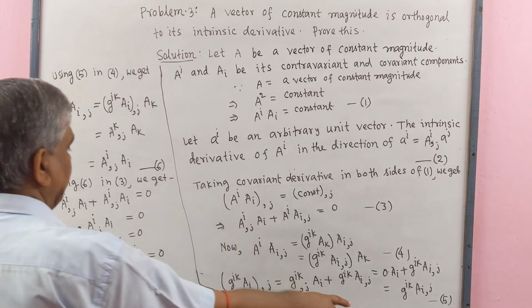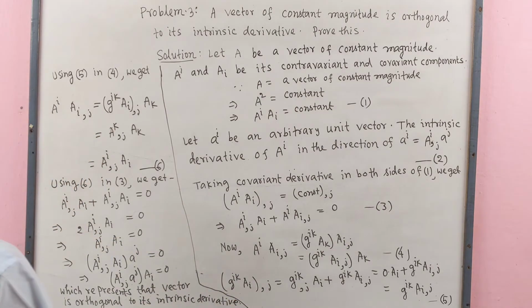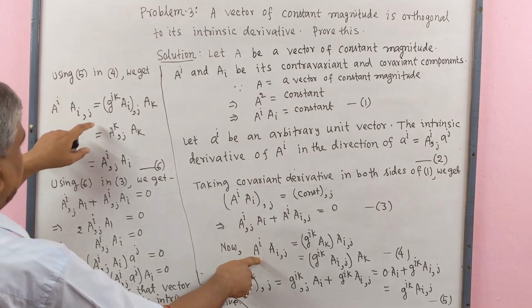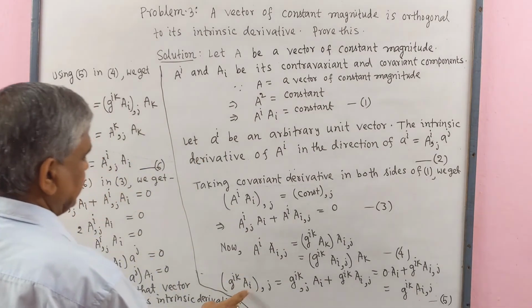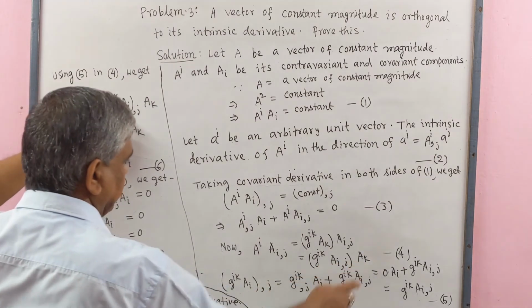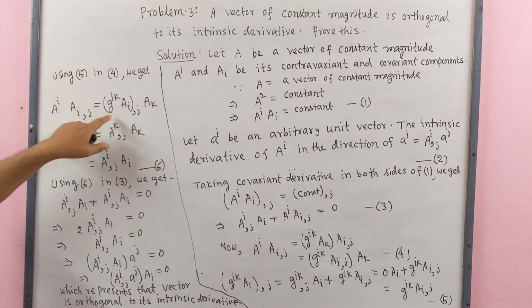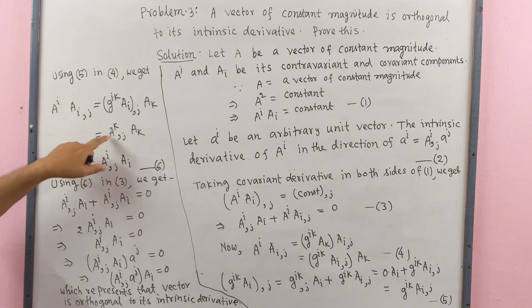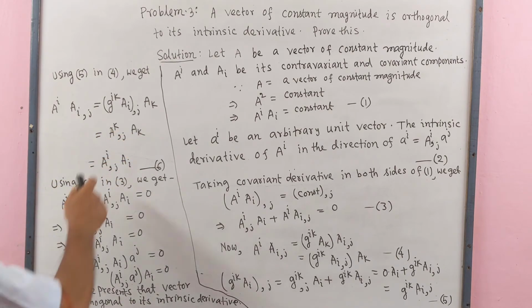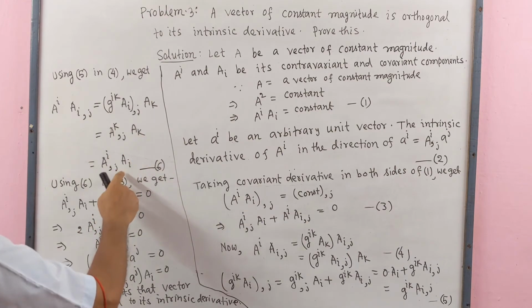Now using 5 in 4 here, left side remains same, means in place of this we may write left side, we have written here, and a_k outside. This means g^{ik} a_i cancel, a_{k,j}, we replace dummy suffix k by i. Here we write i, here we write i.